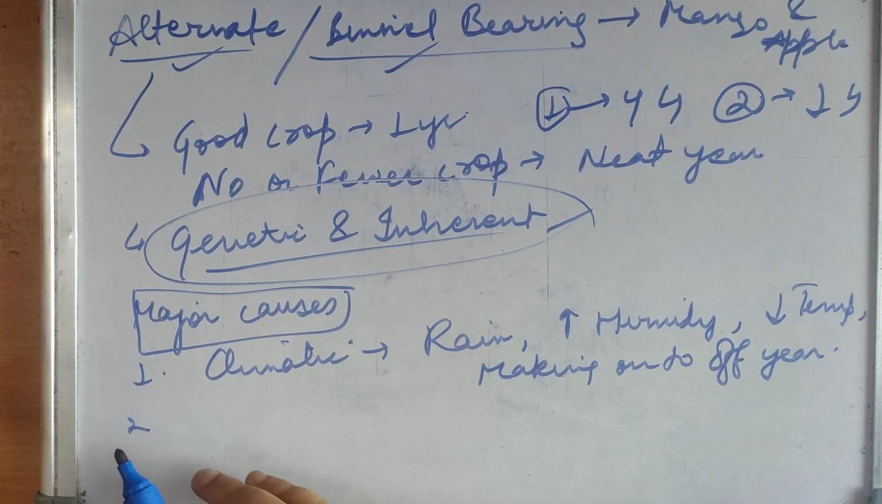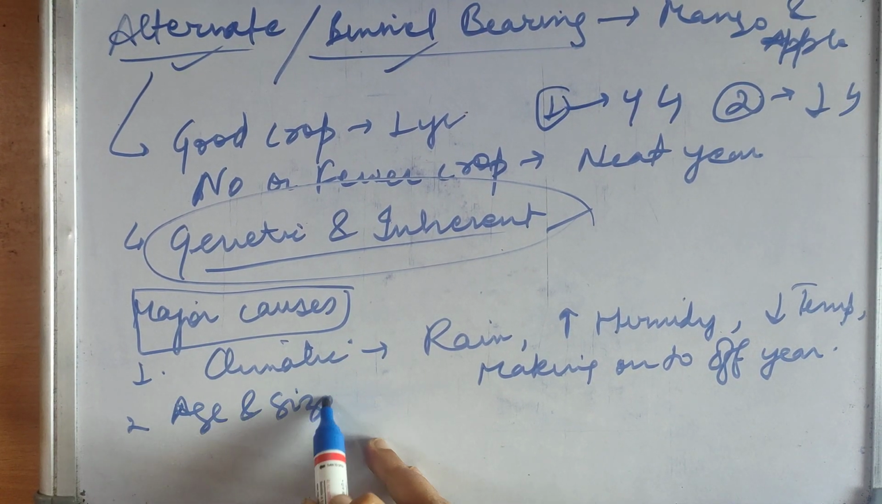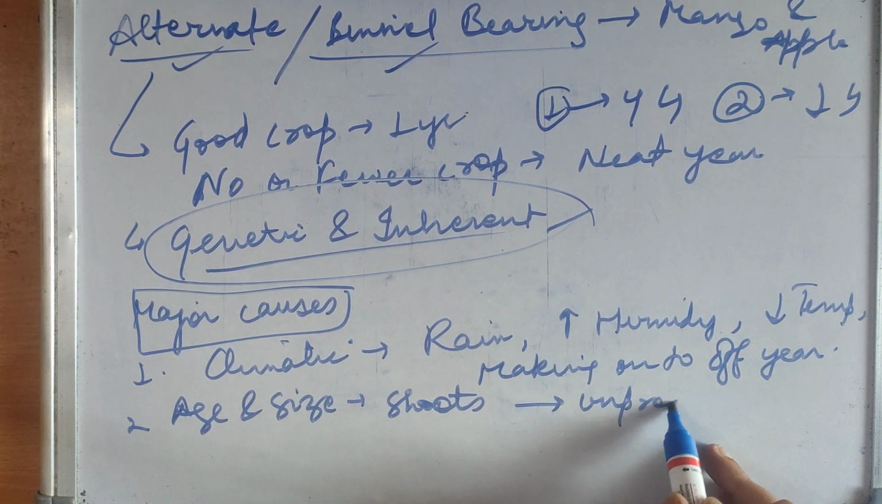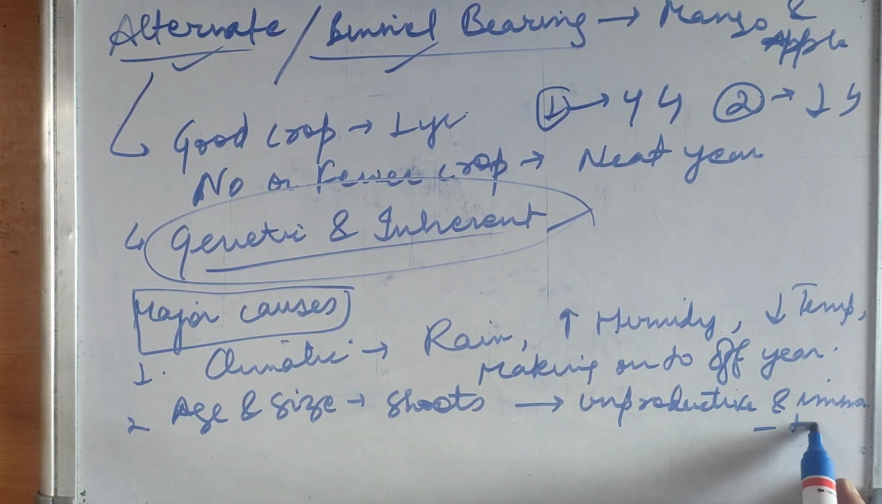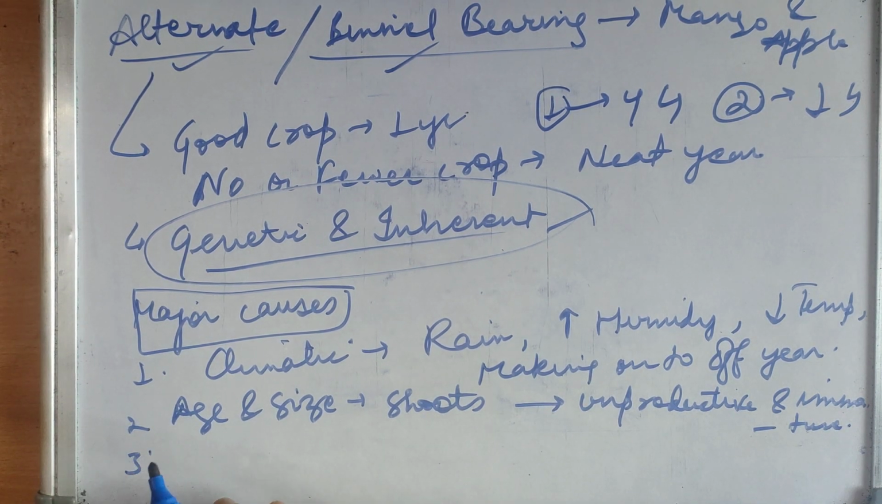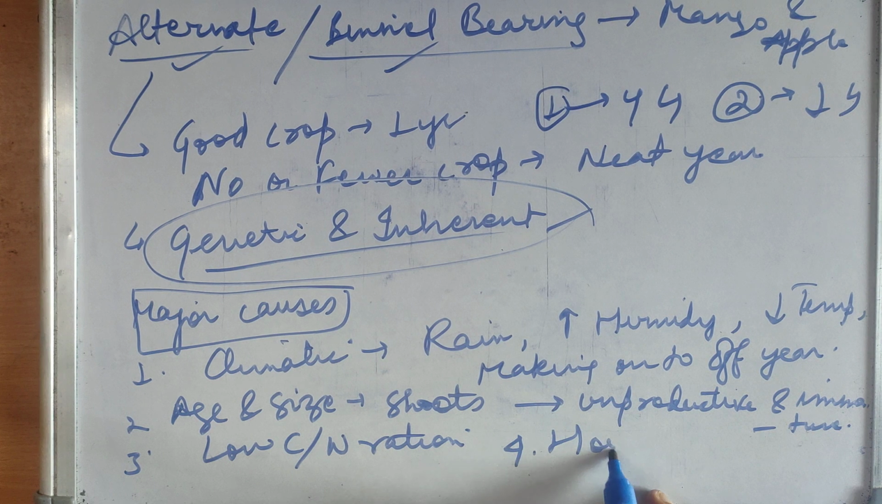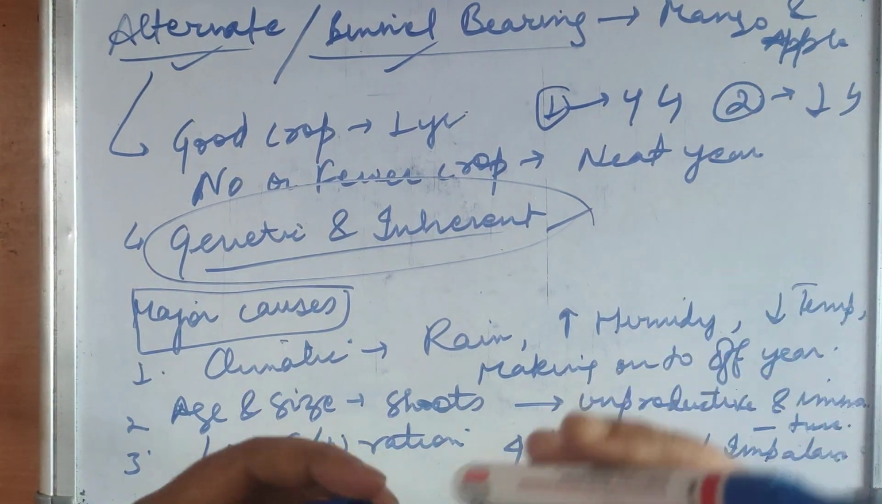Now the second cause is age and size of shoots. Here, unproductive and immature shoots can be a reason. Another major cause is low carbon to nitrogen ratio. There could be hormonal imbalance. So these are some major causes of alternate bearing.